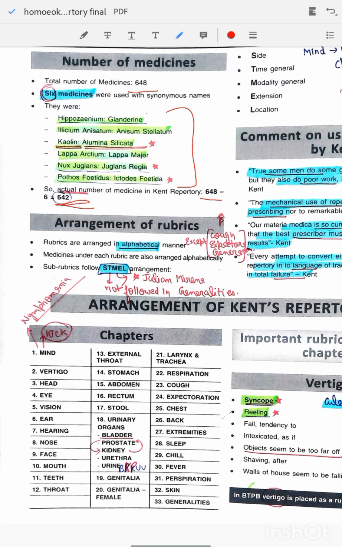642 medicines. If we talk about arrangement, rubrics are arranged in alphabetical manner. Medicines under each rubric are also arranged in alphabetical manner. But in cough, expectoration and generalities, it was not followed. Sub-rubrics follow STMEL arrangement. It is not followed in generalities, and it was given by Julian Miner.